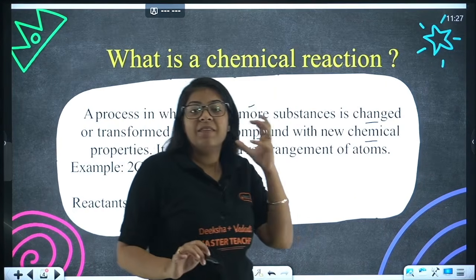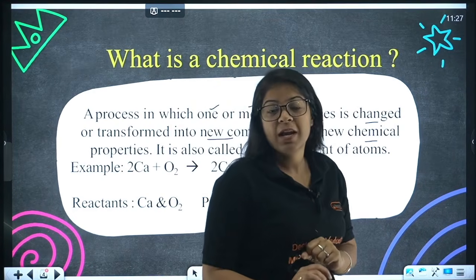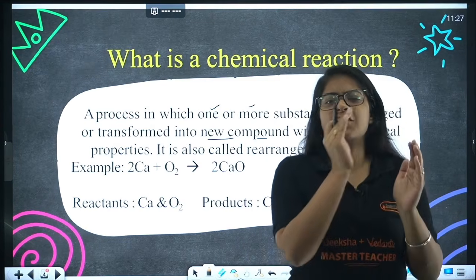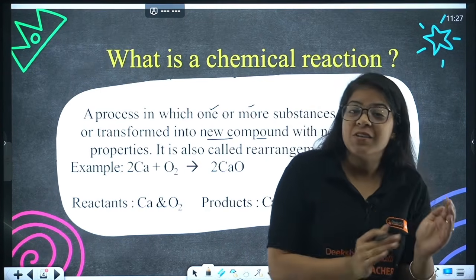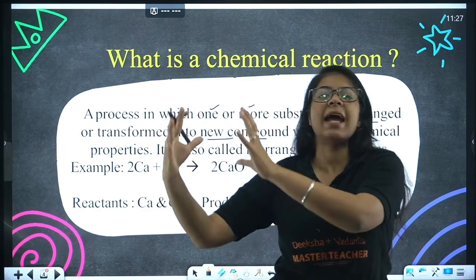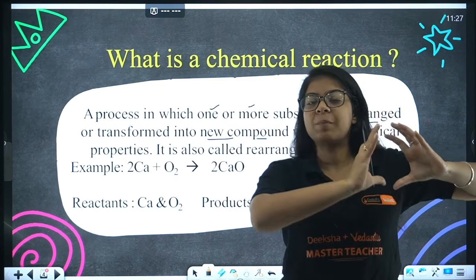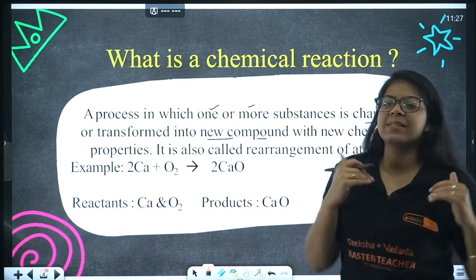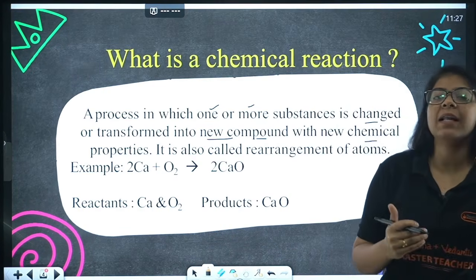Tea tastes different than just sugar. So the chemical properties are changed, the taste is changed, the temperature is changed, the color is changed. So when we combine 2 or more substances and it is transformed into a new compound with changed chemical properties, new chemical properties, that is called your chemical reaction.